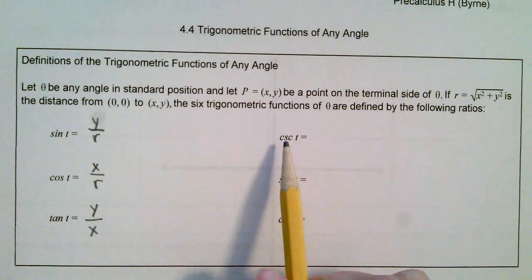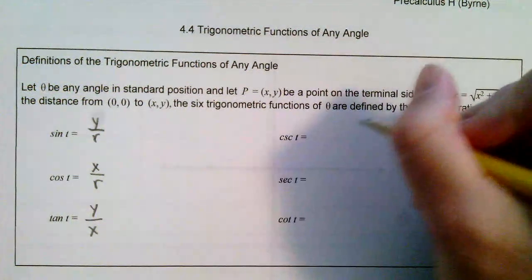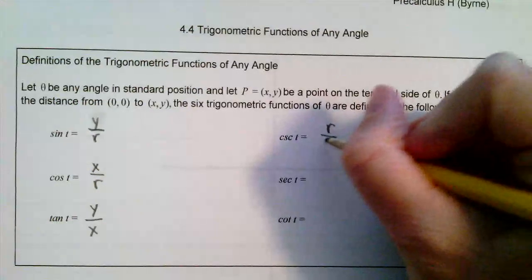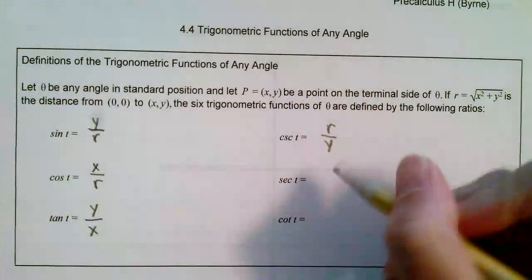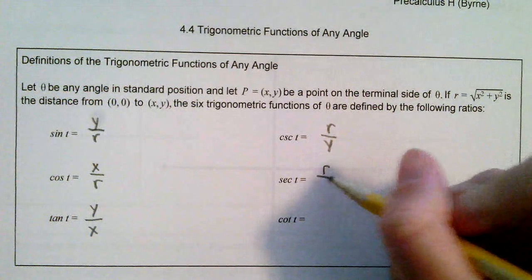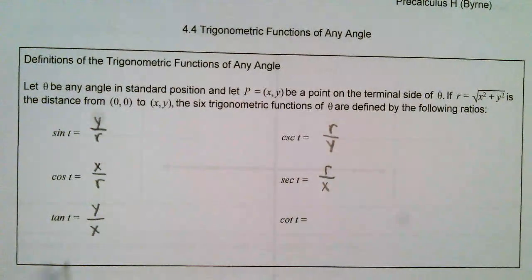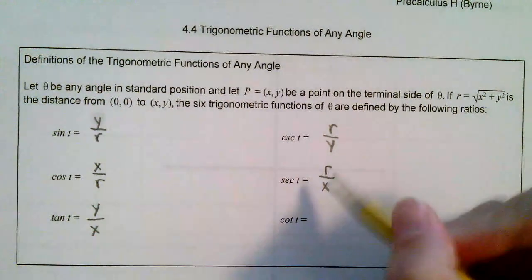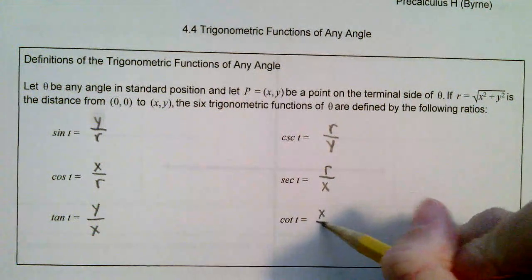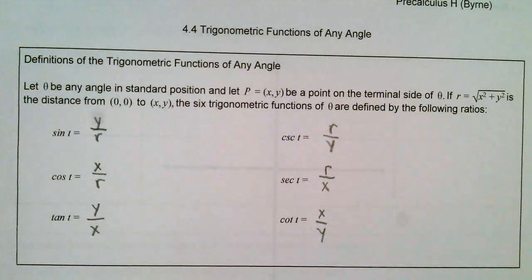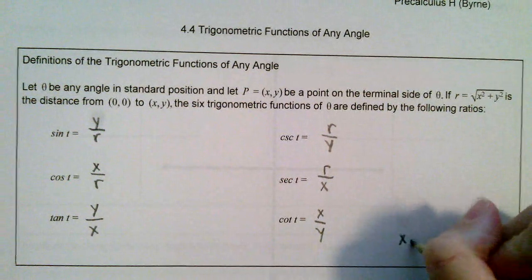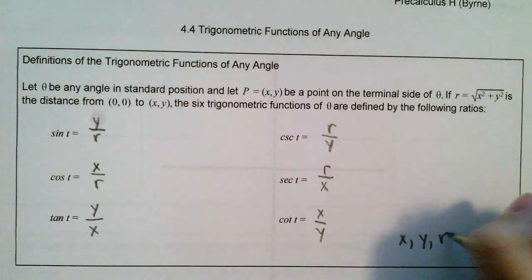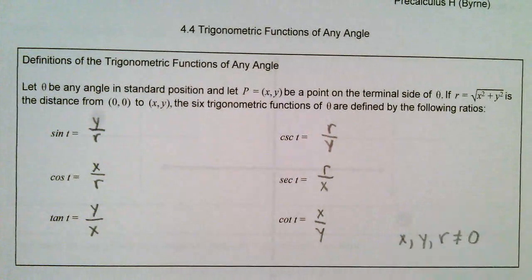Our cosecant is still the reciprocal of the sine, so it's going to be r over y. The secant is the reciprocal of the cosine, so it's going to be r over x. And the cotangent is going to be x over y. And in all of these, it's important that we can't let x, y, or r be 0 if they're in the denominator.